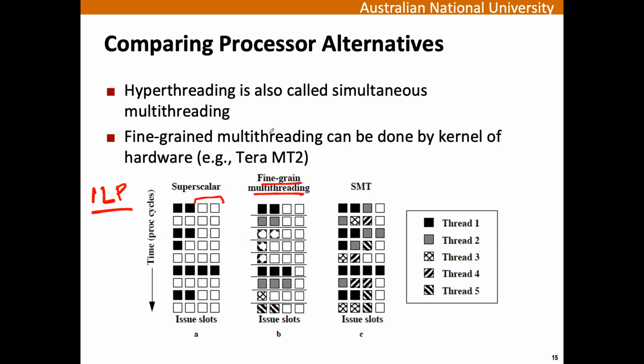Now, you can do this sort of fine-grained multi-threading. The kernel can do that using timer interrupts and all the mechanisms that we discussed. Or there could be context switching circuitry in the hardware itself. The hardware can do the context switch. But the key idea is, each cycle you try to fill the issue slots from a different thread or from a different context.